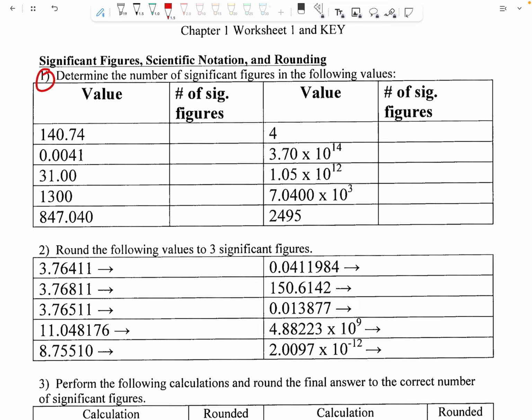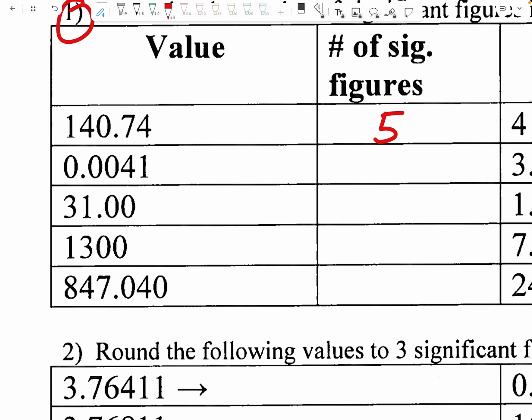And we want to look at the number of significant figures in the number 140.74. Being that there's a decimal there, every digit is significant, so there are 5 sig figs there. With the second one, 0.0041, those are leading zeros. Leading zeros are not significant. Okay? So these aren't going to count. So there's only 2 sig figs there.